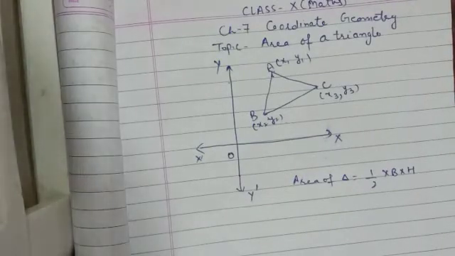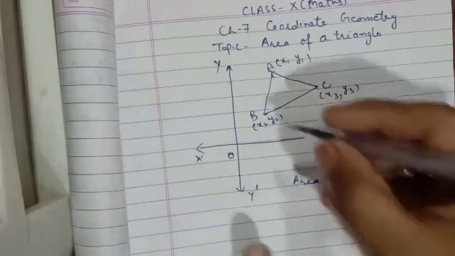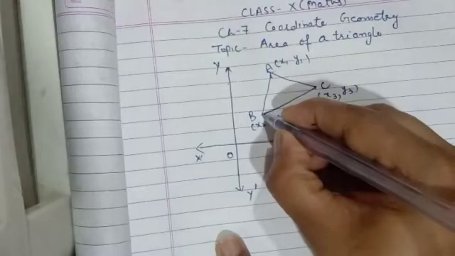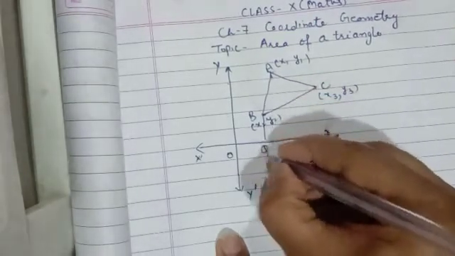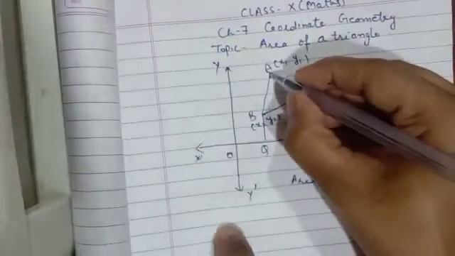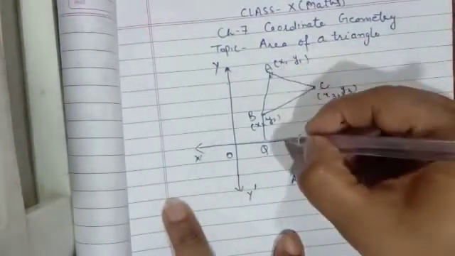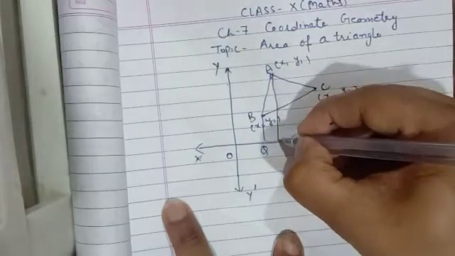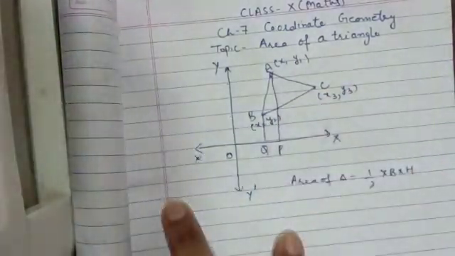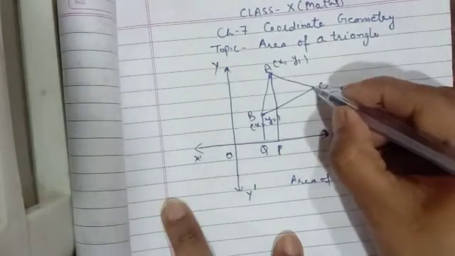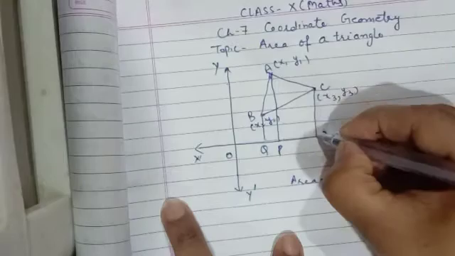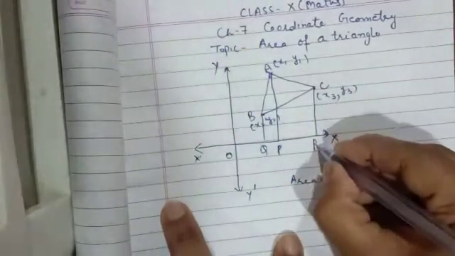To calculate the area of triangle ABC, we need its perpendicular distance from the x-axis. Let us draw. I have drawn the perpendicular distance from the x-axis to B. I have given that the name BQ. Now let us draw the perpendicular distance from the x-axis to point A, that I have named AP. Now let us draw the perpendicular distance of point C from the x-axis. Let us name it CR.